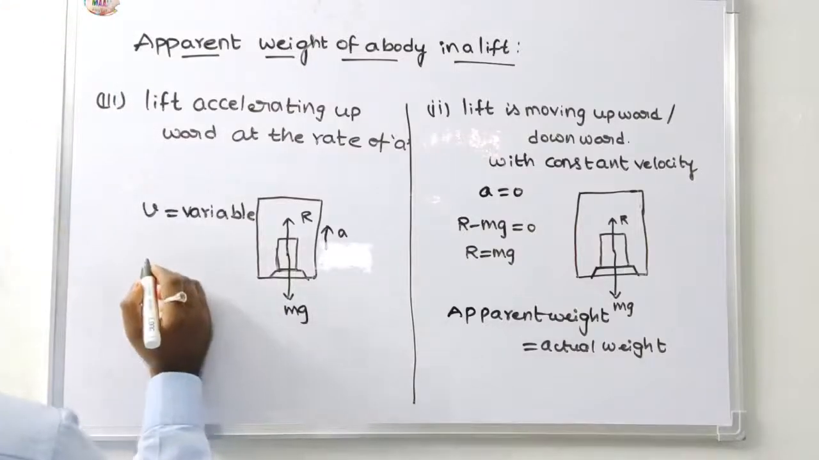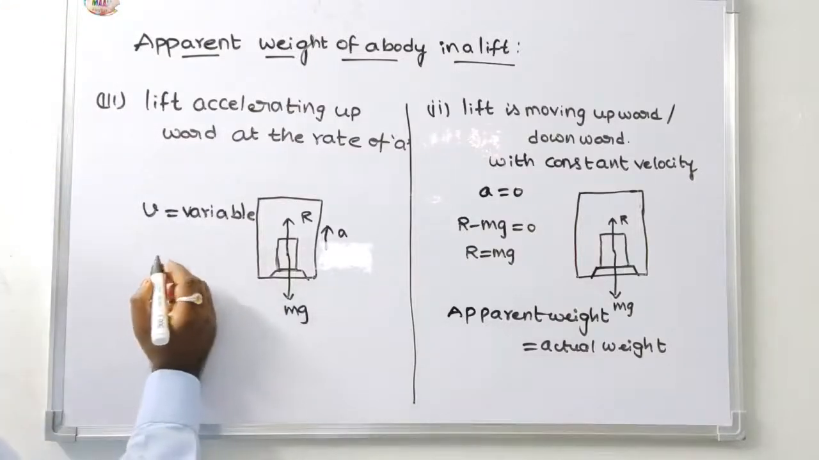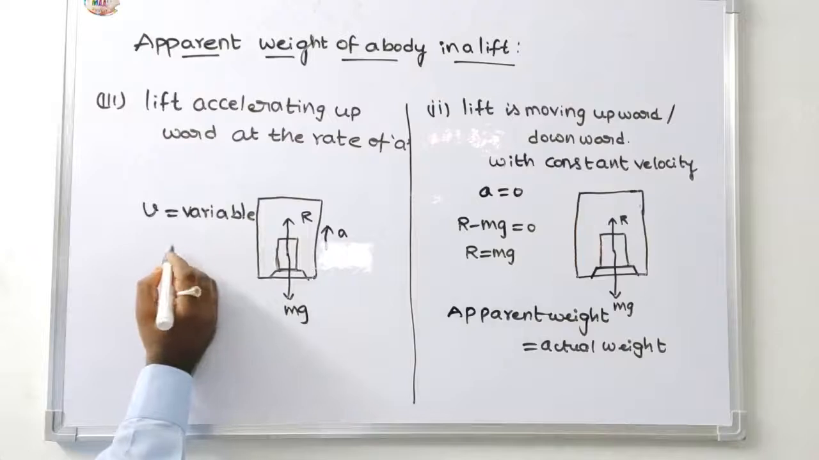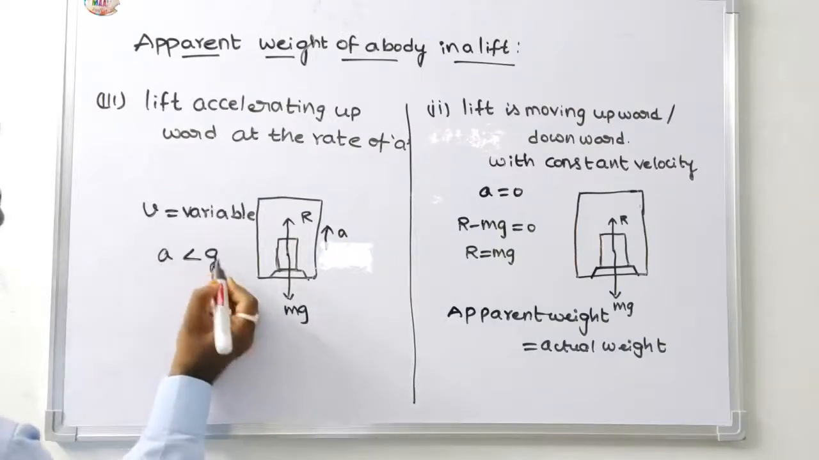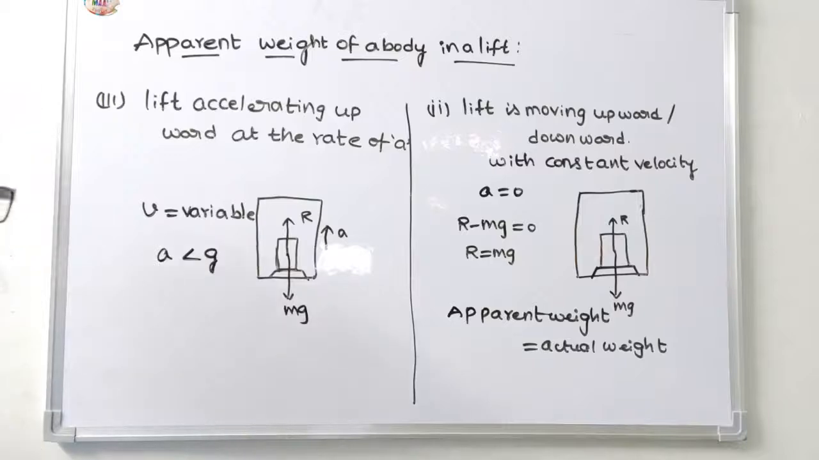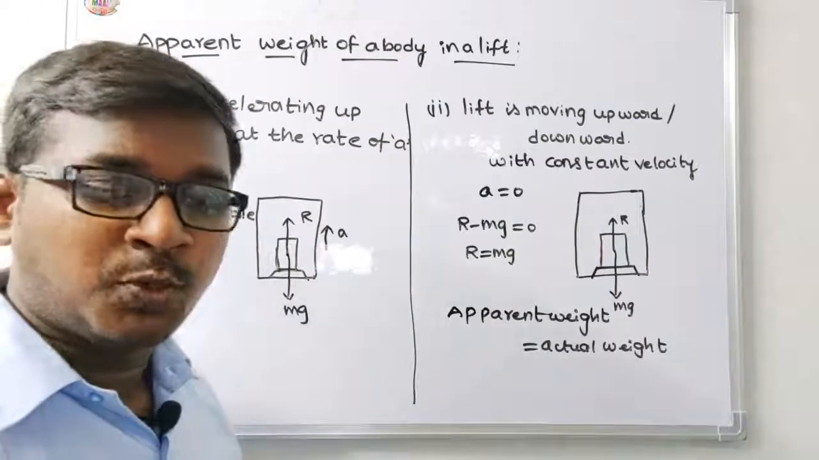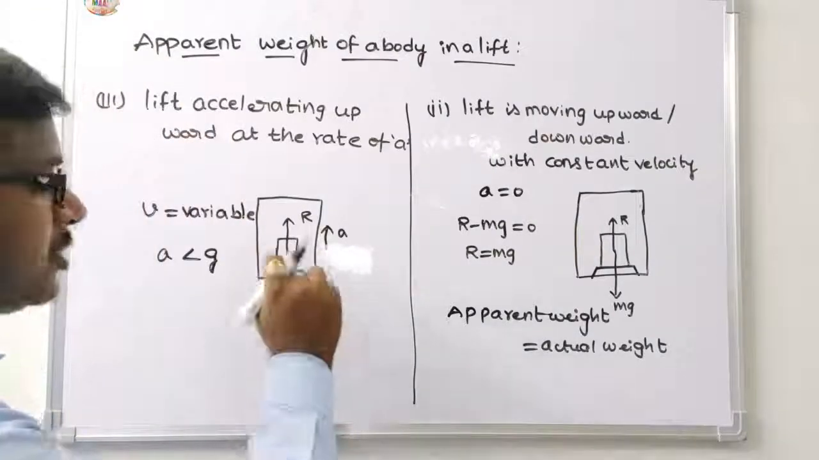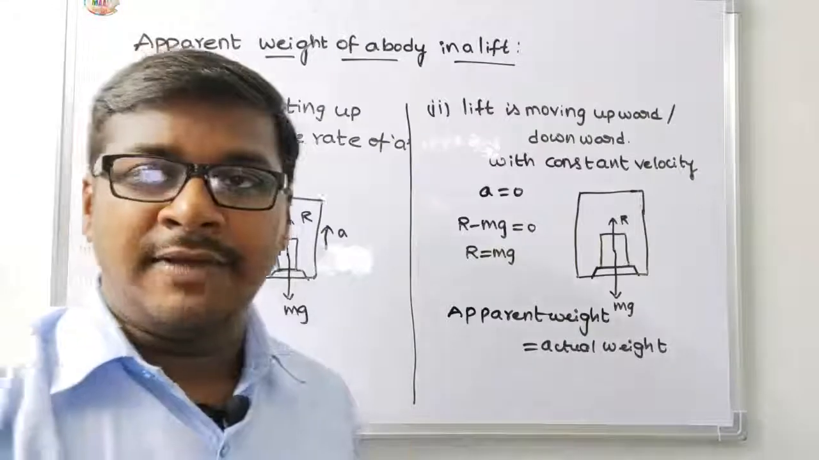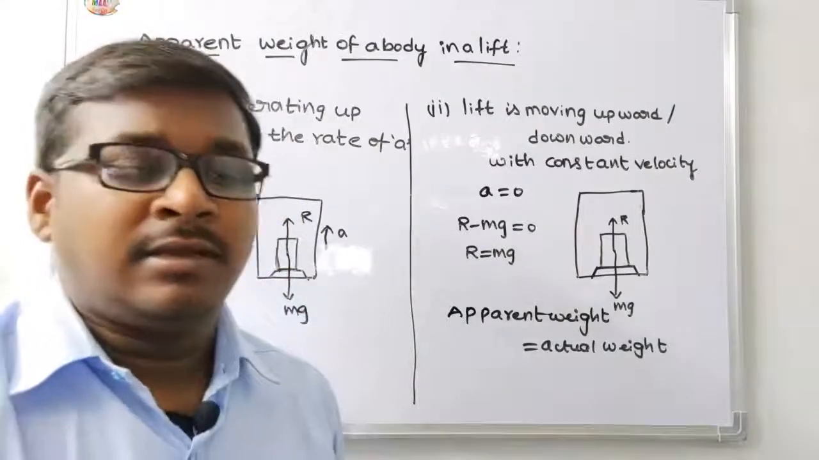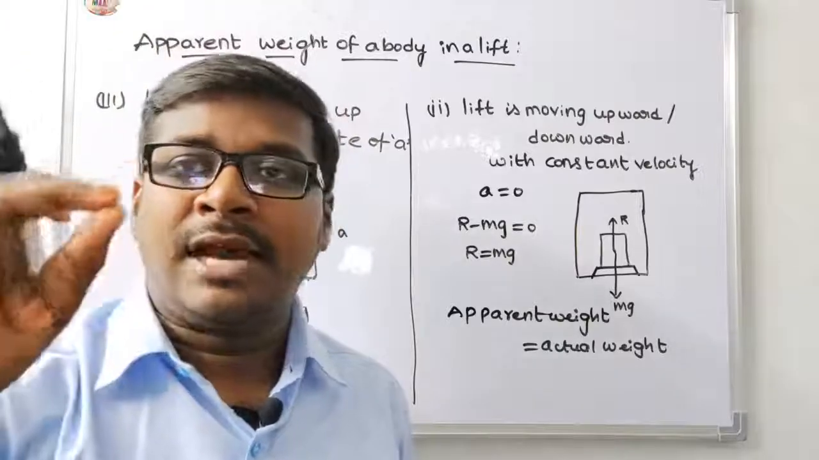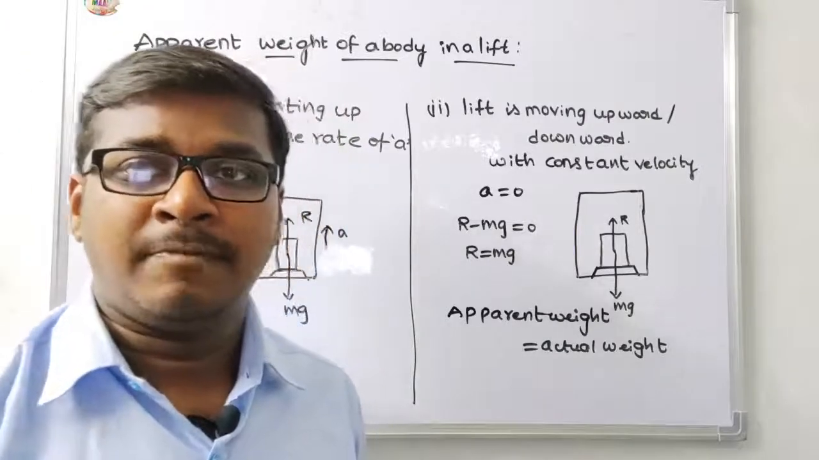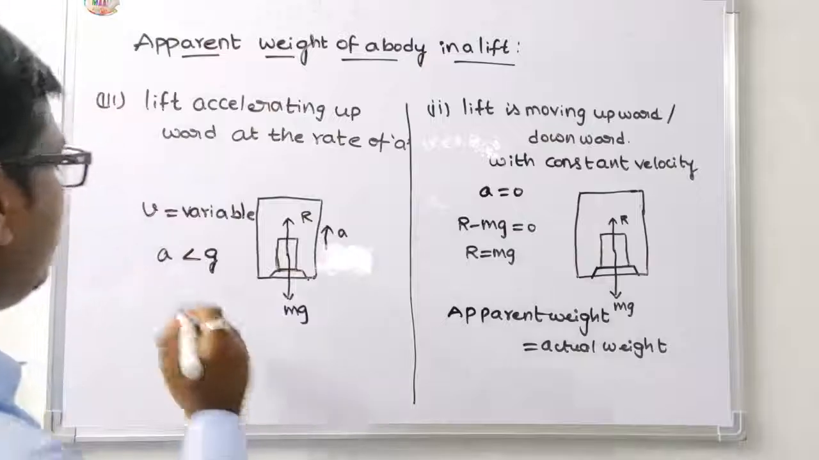Okay, next, that acceleration is less than the acceleration due to gravity, because the acceleration due to gravity always acts in the downward direction. If a body is projected in the upward direction, the acceleration will be negative. Okay, this is negative.